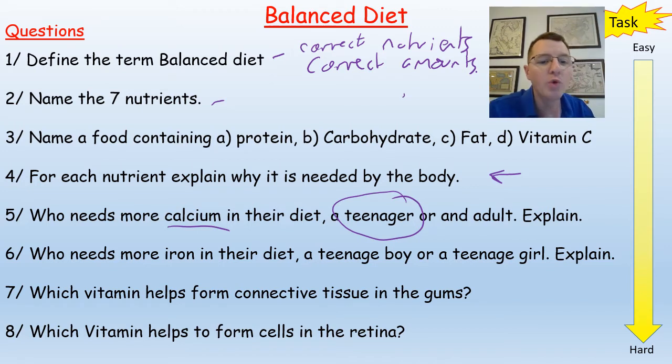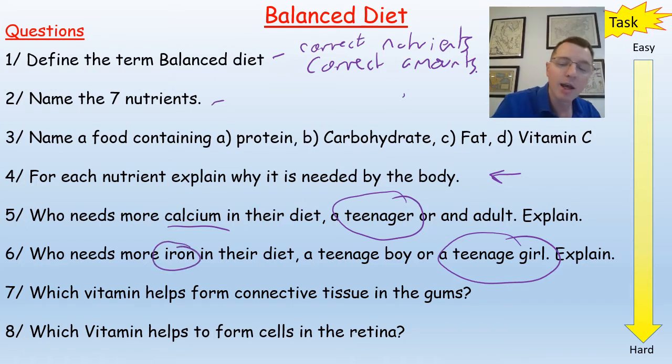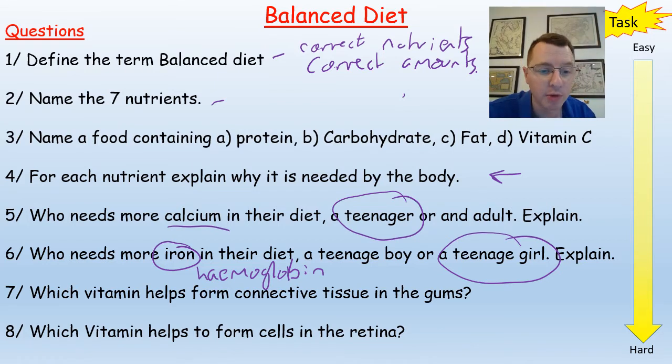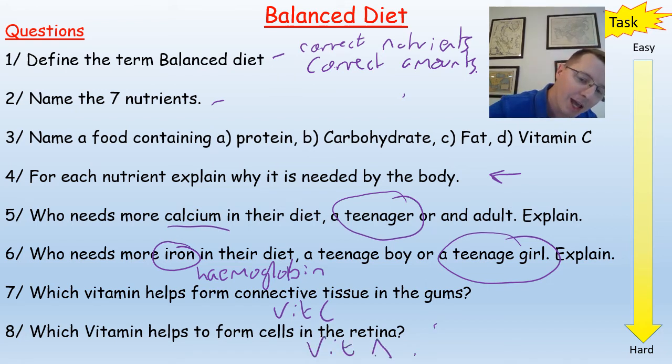Who needs more iron in their diet, a teenage boy or a teenage girl? As I explained on the previous slide, that's a teenage girl because she's losing blood in the menstruation period, and that needs to be replaced. Iron is needed to make hemoglobin, write that down, which is found in red blood cells. Which vitamin helps form connective tissue in the gums? That is vitamin C. And which vitamin helps to form cells in the retina? Well, if you did the extension exercise and you did some research, you will know that that is vitamin A.